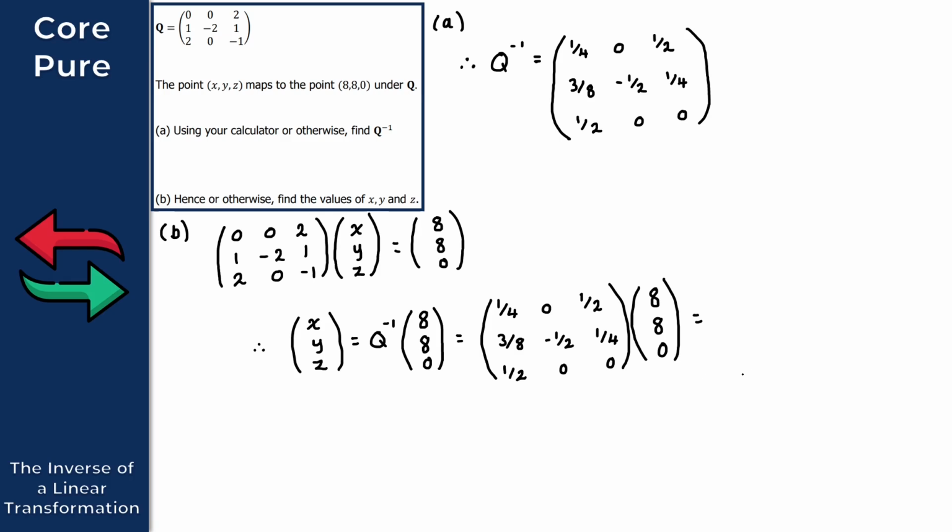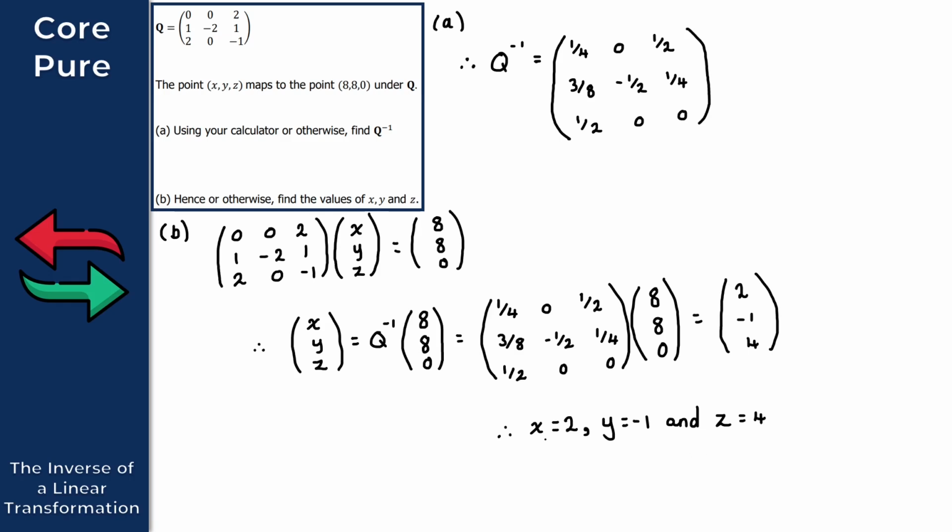If we just use a calculator here, then what do we get? What I get for this product is 2, minus 1, and 4. Okay. So now what we found here is the values of x, y, and z. x is the top number, y is the middle number, and z is the bottom number. So x is equal to 2, y is equal to minus 1, and finally z is equal to 4.